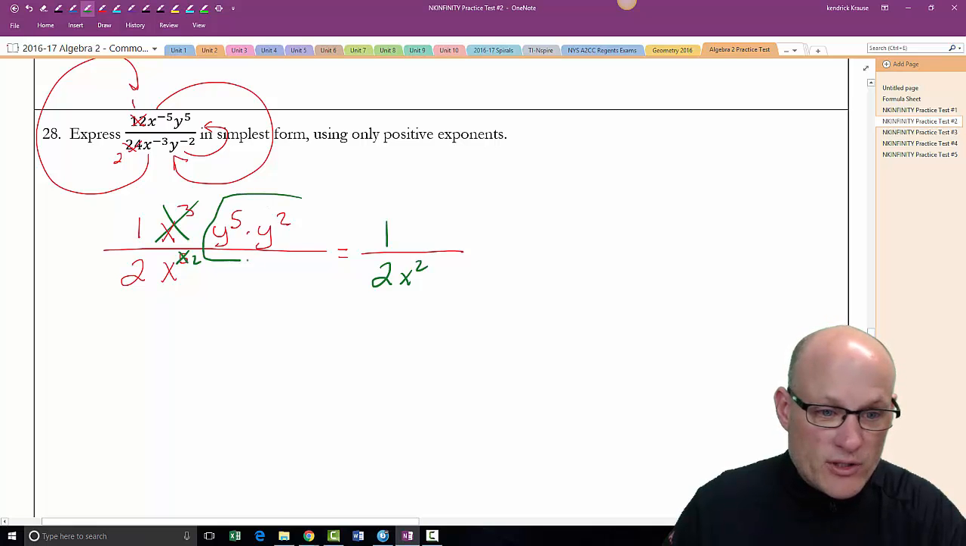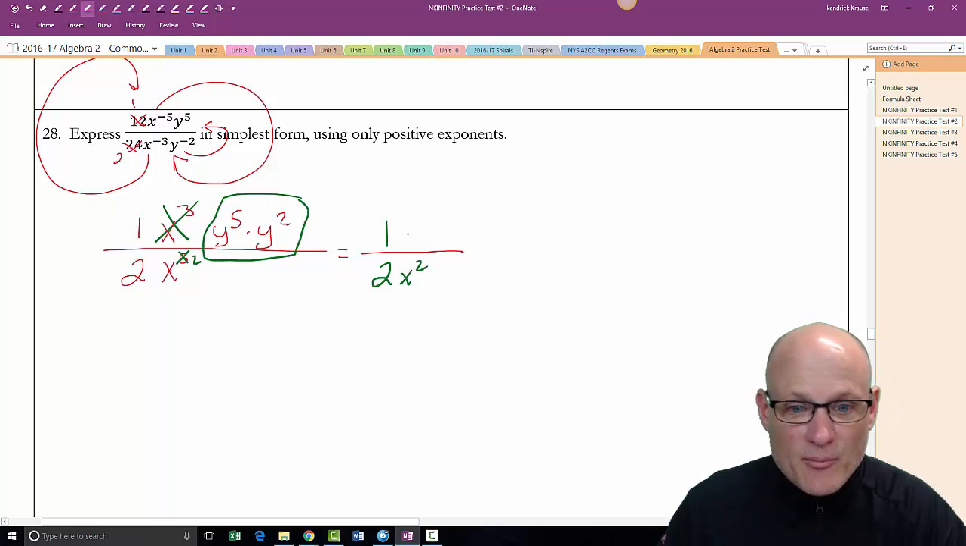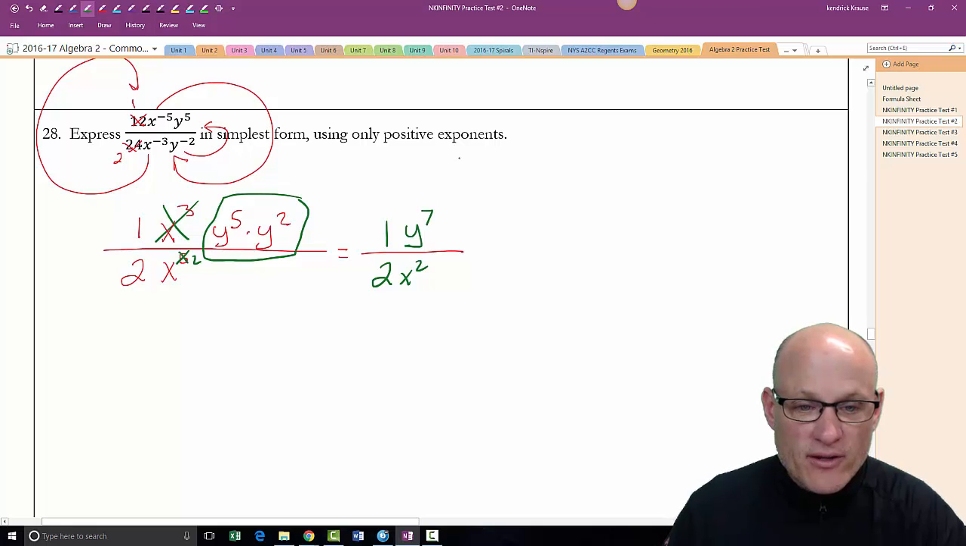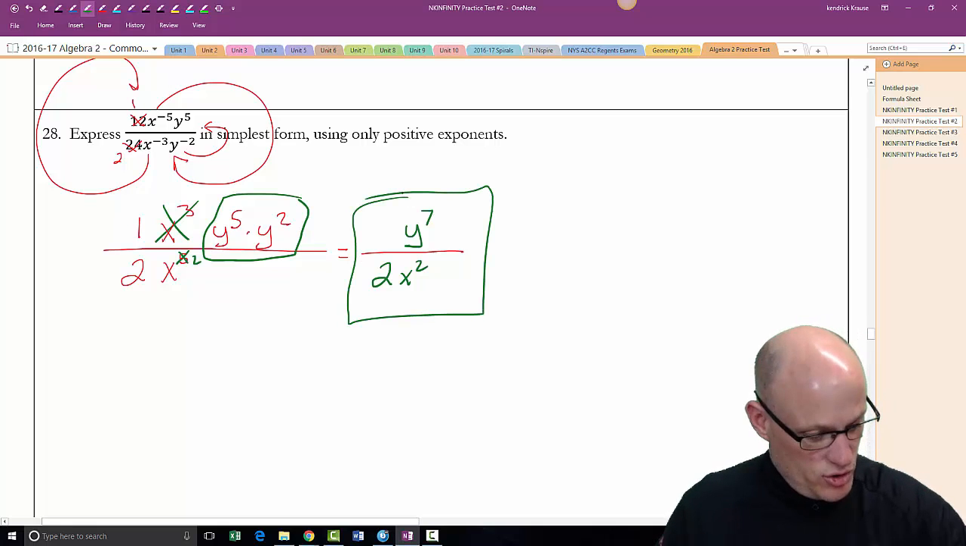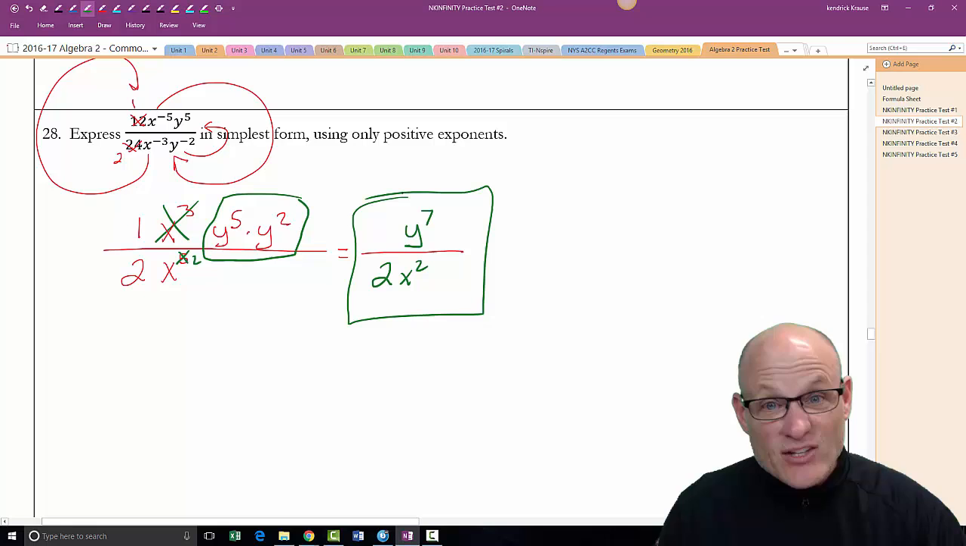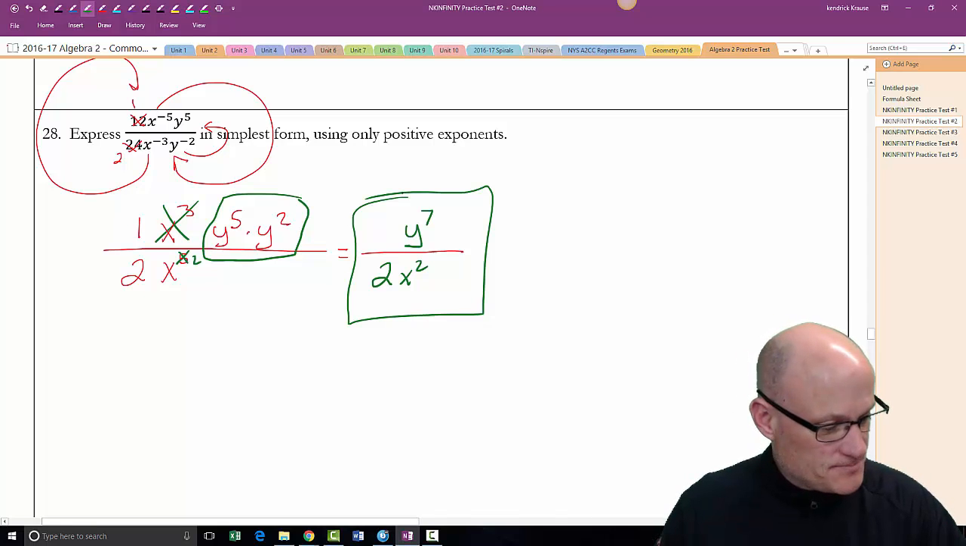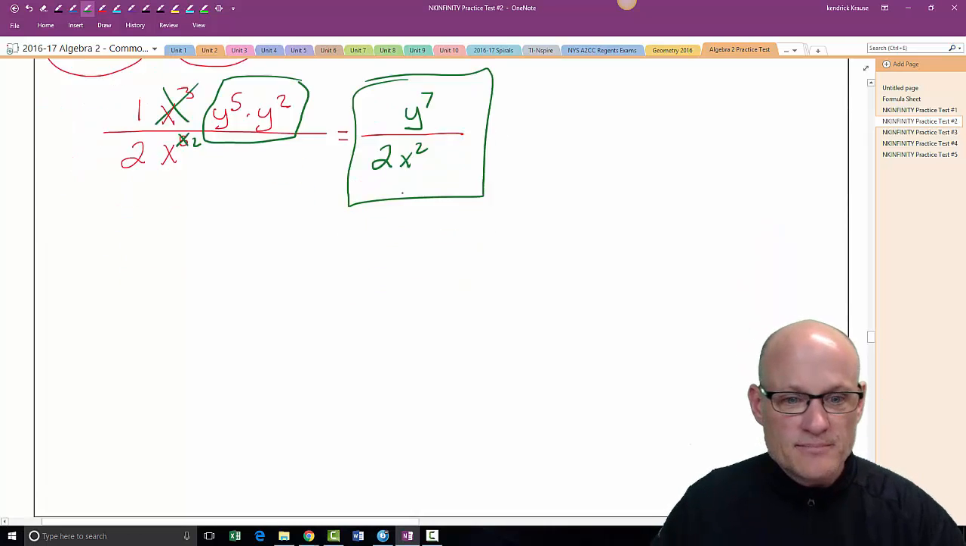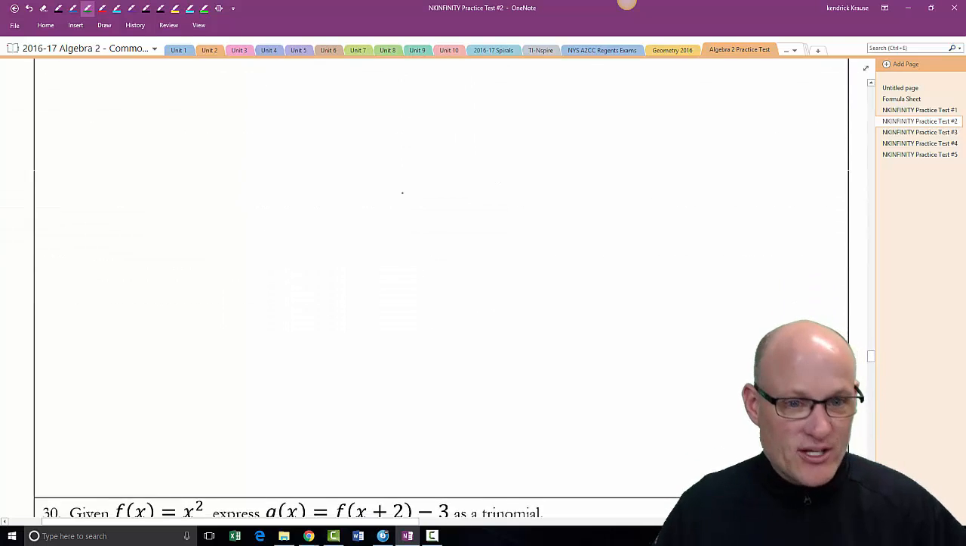And when you multiply, what do you do with the exponents? You add them. Y to the 7th. And we really don't need this 1. It wouldn't be marked wrong if you had the 1 there, but this is your answer. Y to the 7th over 2x squared. I forgot that. All right, moving on. 2 points. They should be fast.